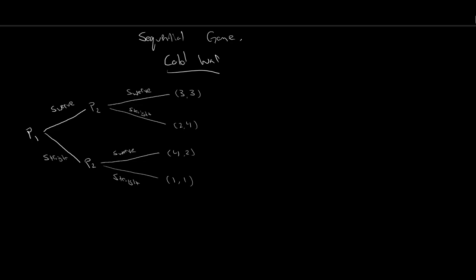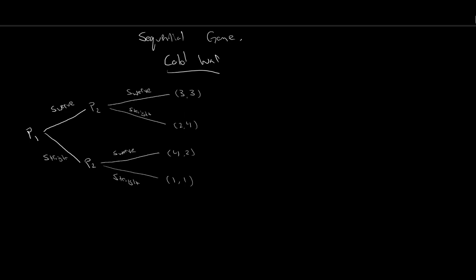What we have is player one, right? They get to choose first. Are they going to swerve or are they going to go straight? And then player two gets to make up their mind. Are they going to swerve or are they going to go straight? What we see in these sequential games is that the second player gets to really choose the final outcome. And so what we have to do to start off is start at the end and work our way back as to what player one should do.